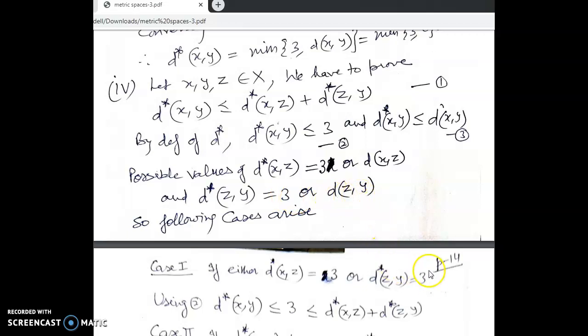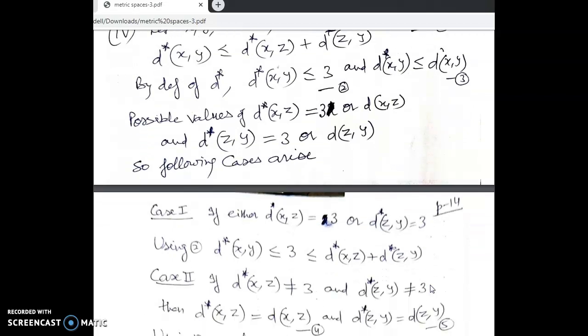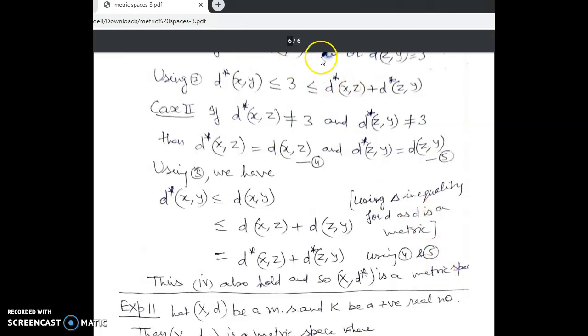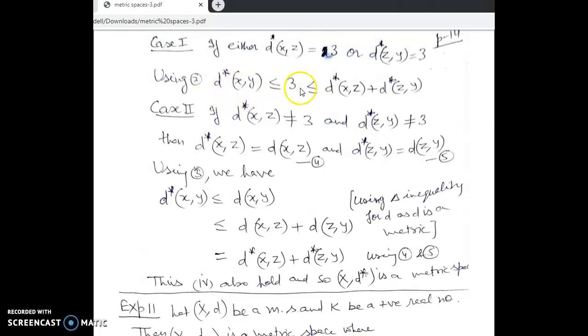So we have the following cases. Case 1: if either d star xz is equal to 3 or d star zy is equal to 3, then using 2, d star xy is less than or equal to 3, and this is less than or equal to d star xz plus d star zy. Because if this is 3, it is still smaller, and if that is 3, it is still smaller, because 3 plus some non-negative quantity.